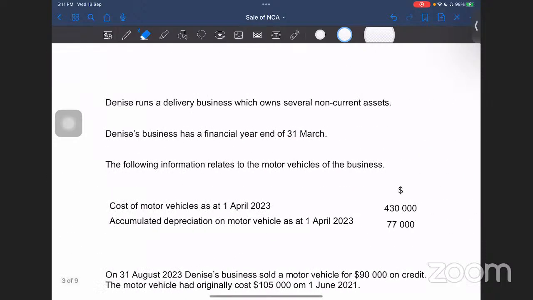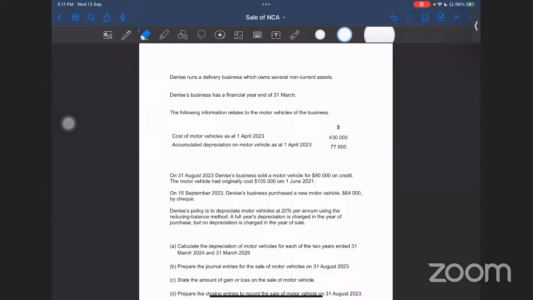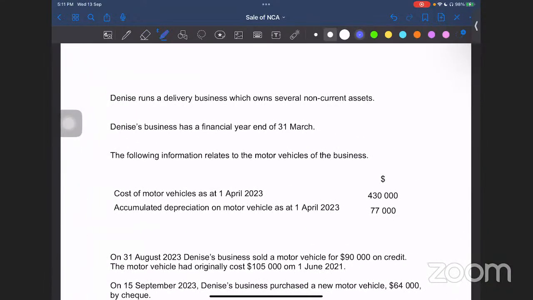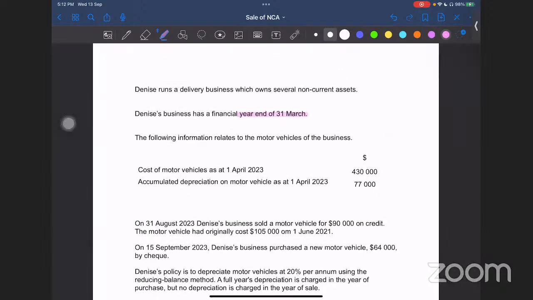Okay, so let's move on with another question. Okay, so it's also on sale of NCA. Let's run through another one. This one, it will be not so straightforward because my year end is actually 31st March. Okay, it's a March year end. Same thing here, three things going on. I have an existing, I buy, and then I sell.